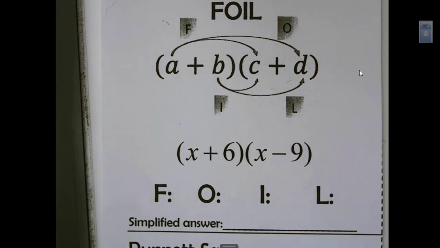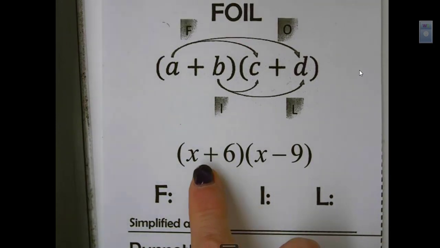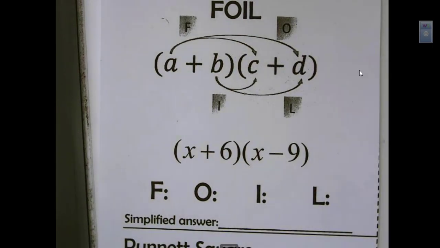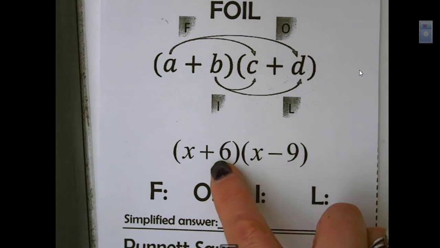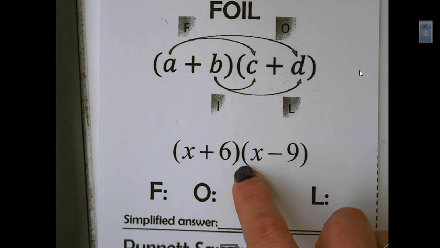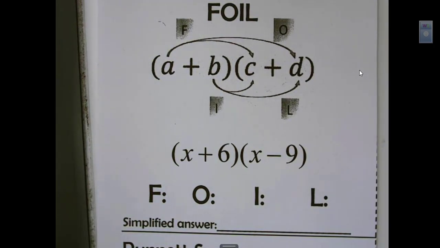So the first method is called FOIL. It's an acronym meaning first, outer, inner, last. I'm going to go over an example with you. This is considered a binomial. It has two terms. This is also a binomial. How we know we're going to multiply is that they are right next to each other. There's no plus or minus in between here, so that indicates that we need to multiply.